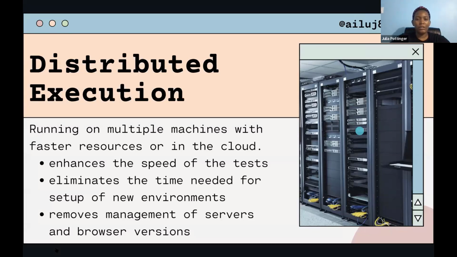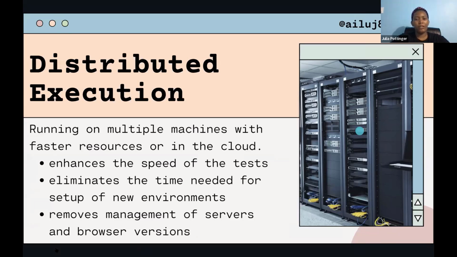Distributed execution in the cloud is going to enhance the speed of your tests. Machines are more powerful, they have more memory, they have more space, and it allows you to run in parallel as well. Therefore, the same things that I talked about in parallel applies here. Your tests will run faster.